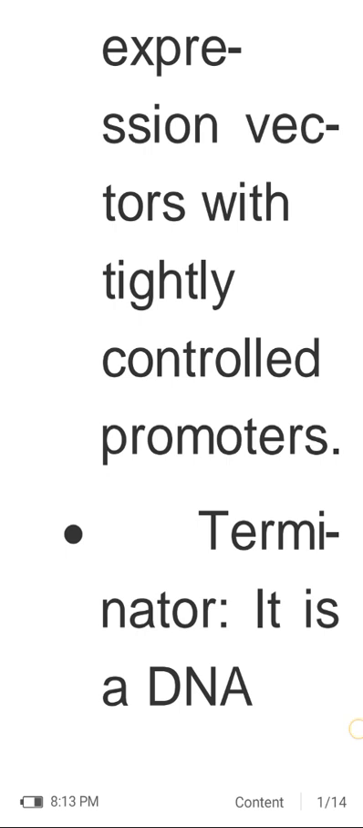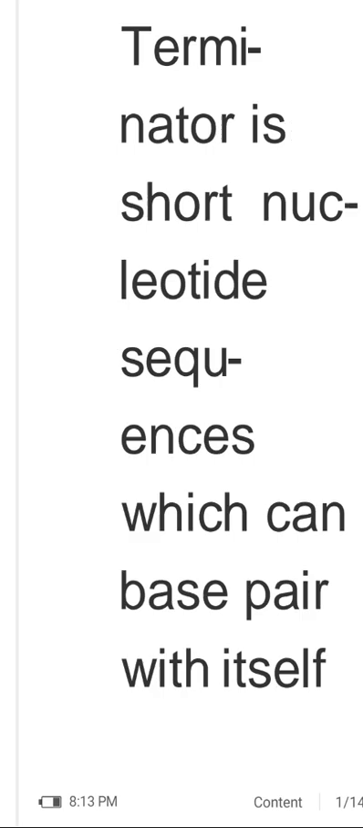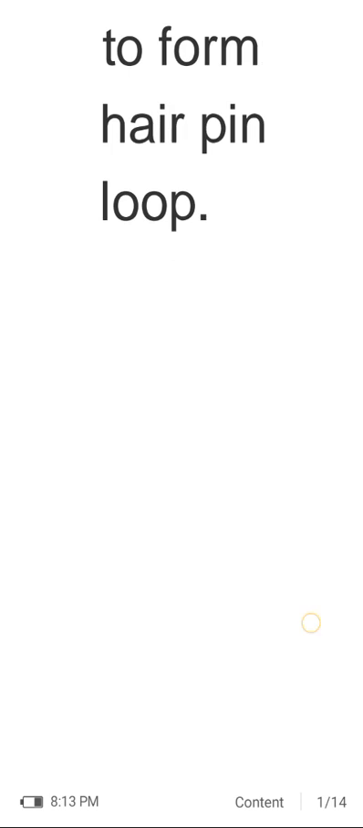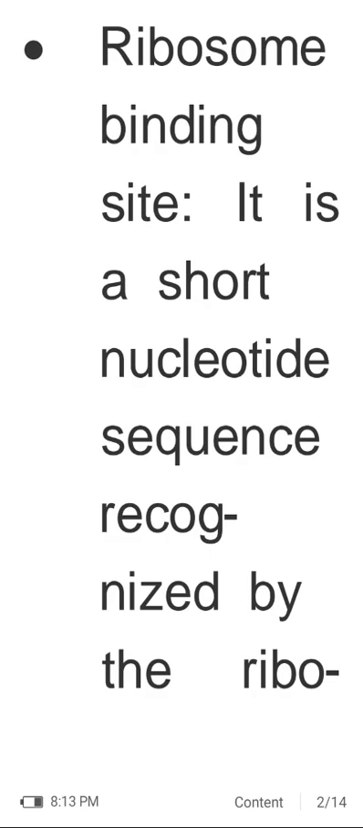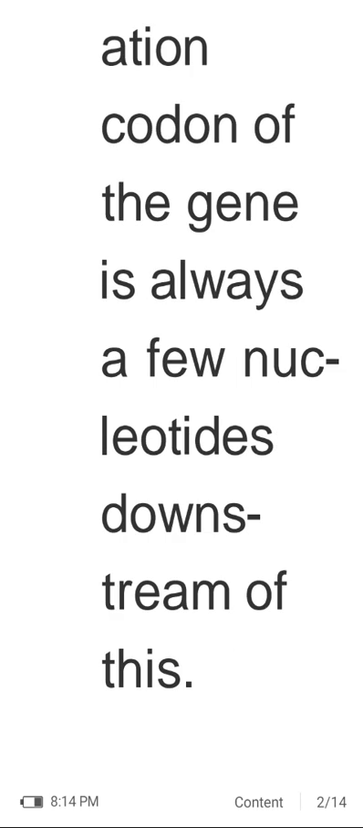Then terminator: it is a DNA element present at the end of a gene where transcription of the gene ends. A terminator is a short nucleotide sequence which can base pair with itself to form a hairpin loop. And ribosome binding site: it is a short nucleotide sequence recognized by the ribosome as the point at which it should attach to the messenger molecule. The initial codon of the gene is always a few nucleotides downstream of this.